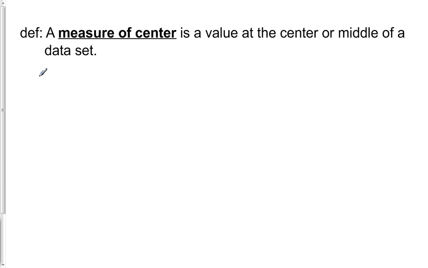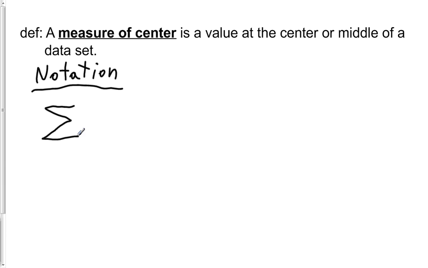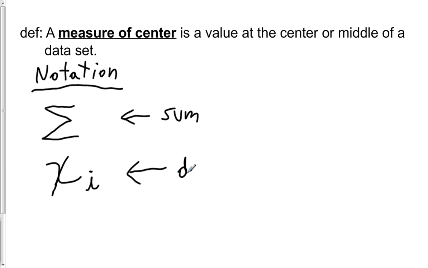Now, the first thing I want to do before we start is look at some notation. The notation I want to look at is this sigma notation. This is an uppercase sigma, and in mathematics we use this to represent a sum. Whenever you see a sigma, you add up all the values for the variable that comes directly after the sigma. For instance, let's say we have the variable x, and it's a set of values, and we're going to call each value xi. These are the individual data values from the raw data set.